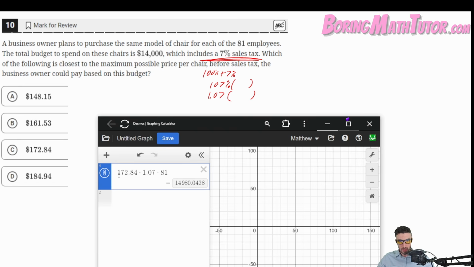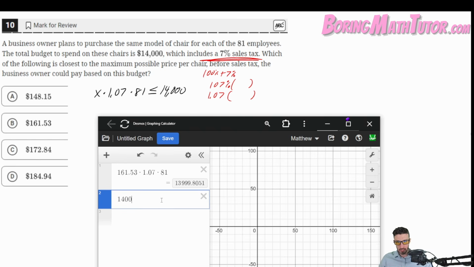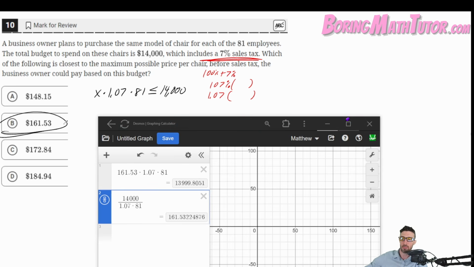So now we could just go to the next one on the list, the next highest one on the list. And too high. So last one to type in. And looks like he just made it. So that one's totally fine. Now, if you want an alternate way of doing this, you could have just said, well, it's going to be x times 1.07 times 81 has to be less than or equal to 14,000. So what you could do is just take 14,000 and divide it by 1.07 times 81. And that would have gotten you the same answer right there.